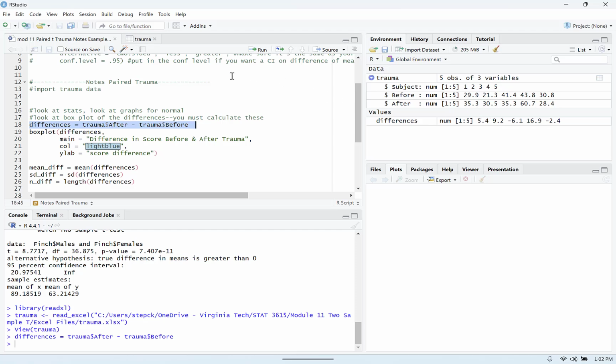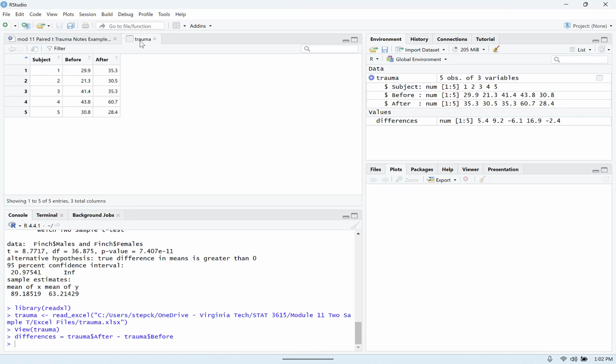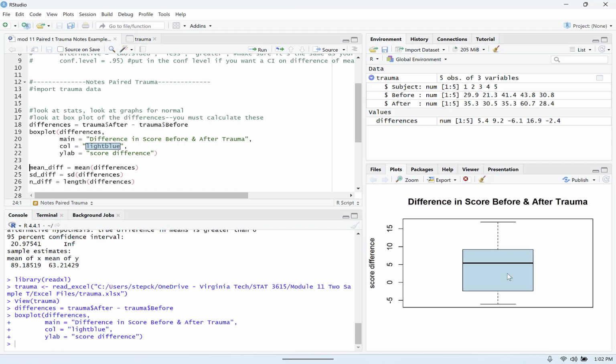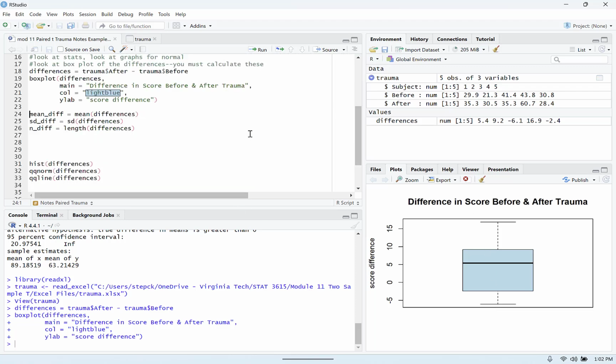If I want to take a look at this data again, notice that those differences do not show up in my data. But because they're in my environment over here on the right, the differences do exist, and I have subtracted the correct way. I want to quickly take a look at a box and whisker plot of my data. There's my data for the differences, and the differences range from -5 up to about 15.